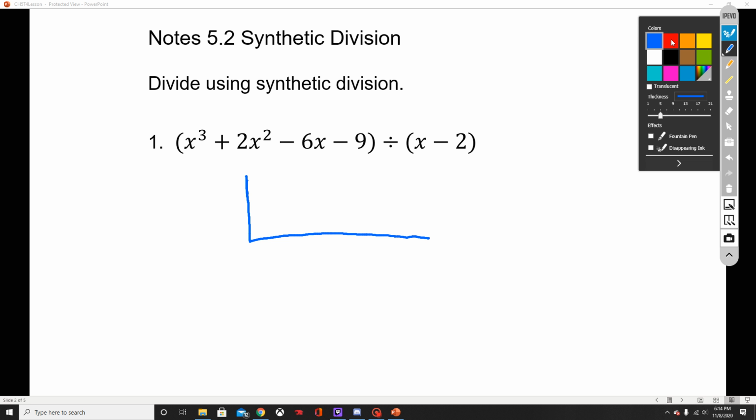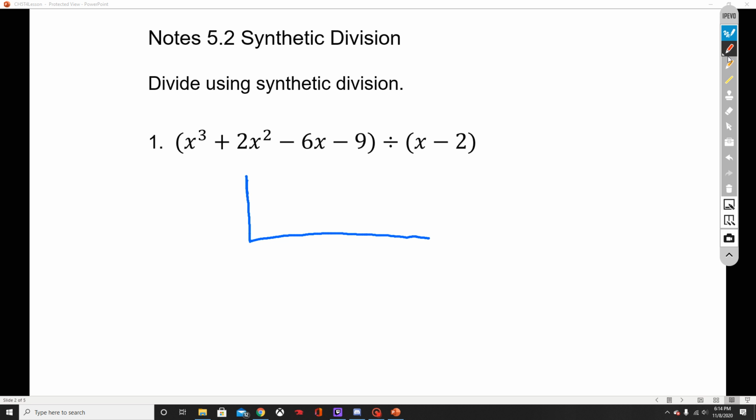There's two things that we need to determine to fill this out. We need to determine the zero of this polynomial, and we need to determine the coefficients of this polynomial. So this is the dividend, this is the divisor. The dividend has coefficients 1, 2, -6, and -9. So we put those right here.